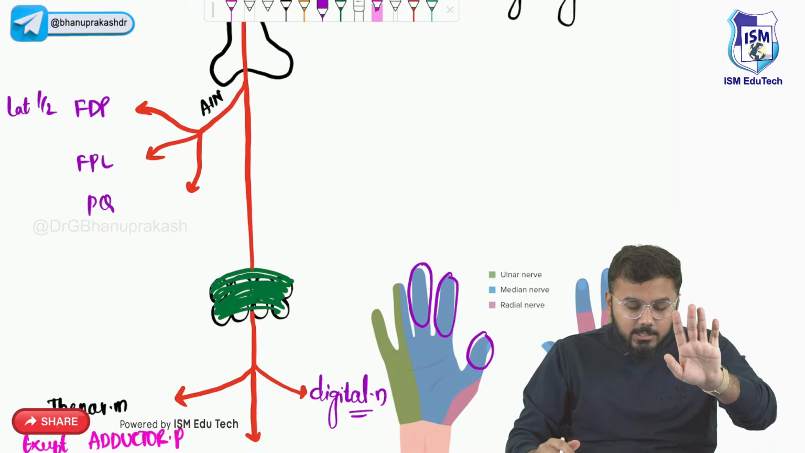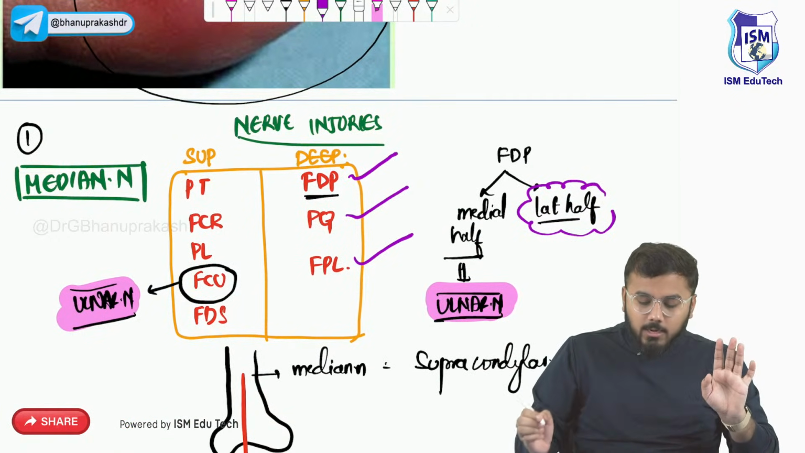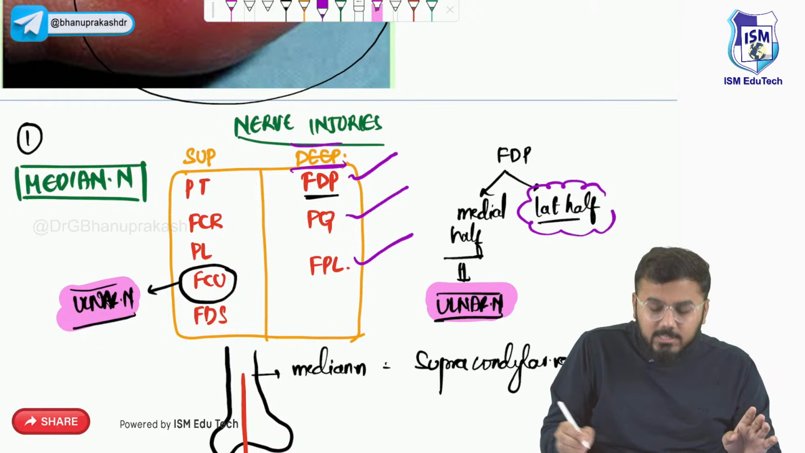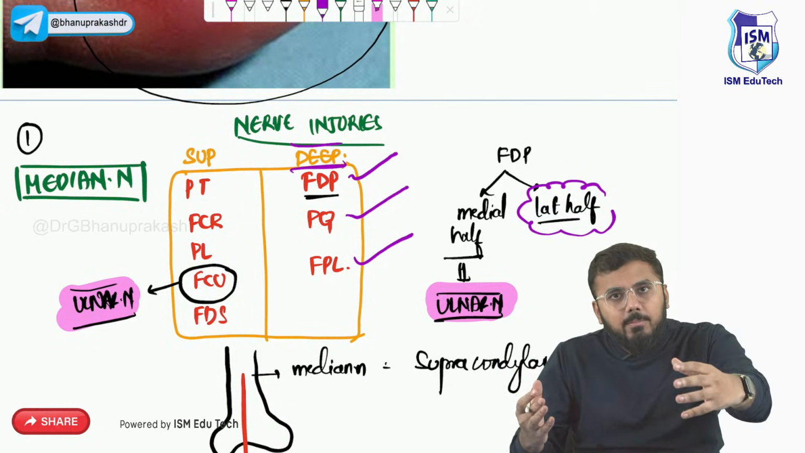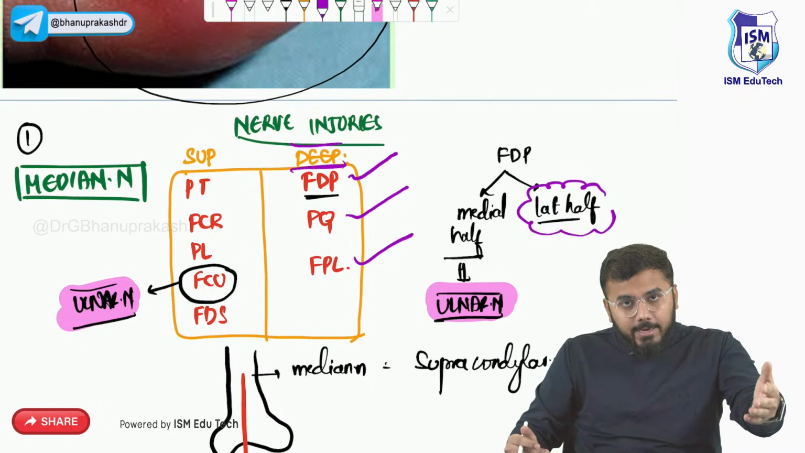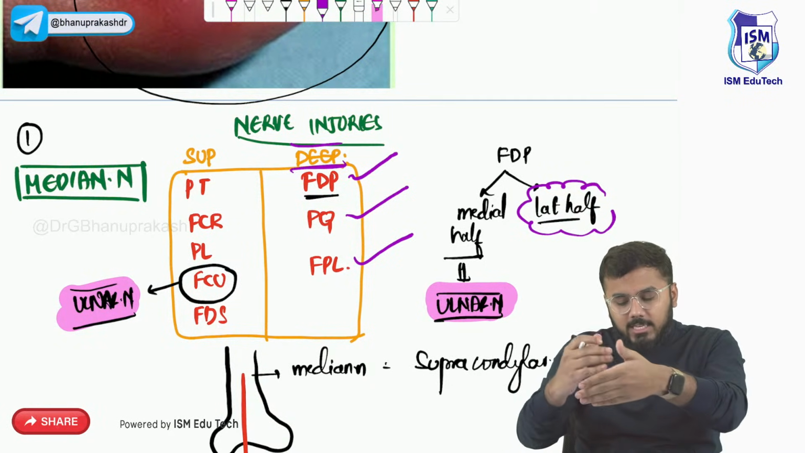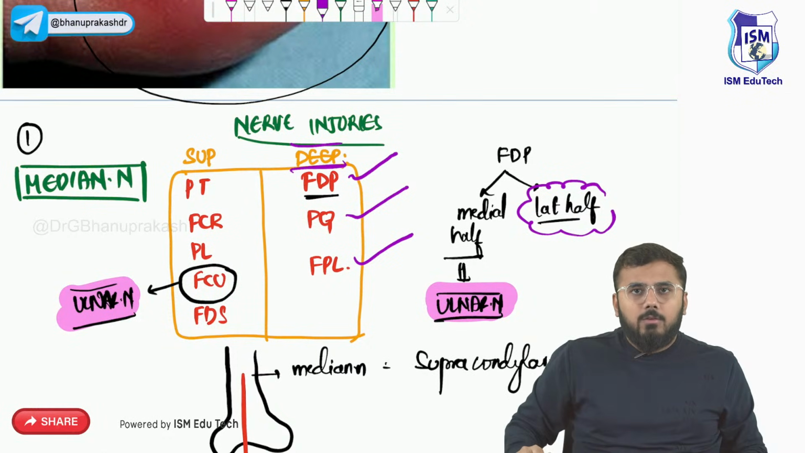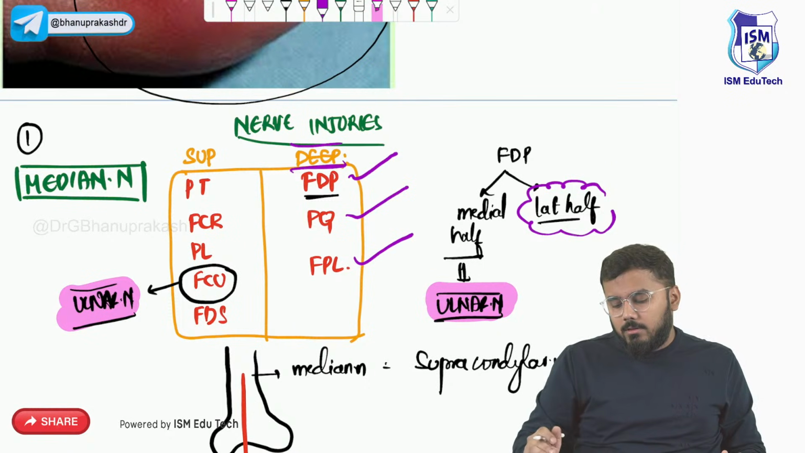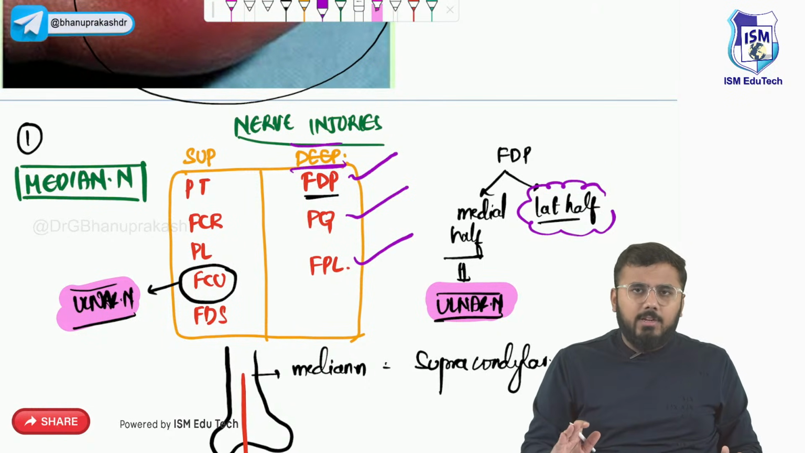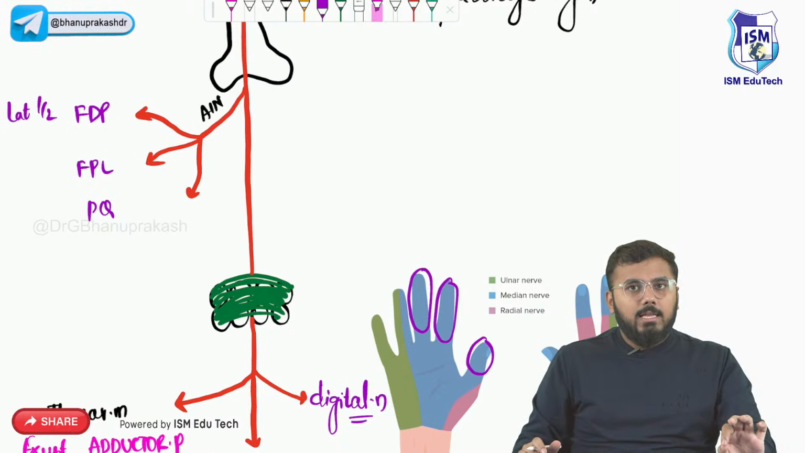Now wait a minute, just go back. Flexor digitorum profundus, pronator quadratus, flexor pollicis longus. All these three are deep muscles. Then can I very easily tell you that all the superficial muscles in the anterior compartment are supplied by median nerve, and all three deep muscles are supplied by which nerve? Anterior interosseous nerve. Obviously, leaving the medial half of flexor digitorum profundus. Okay, so this is the thing which you need to remember.